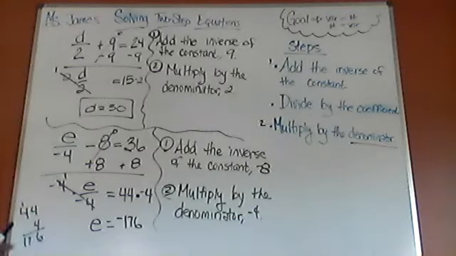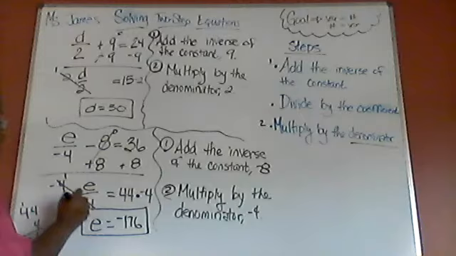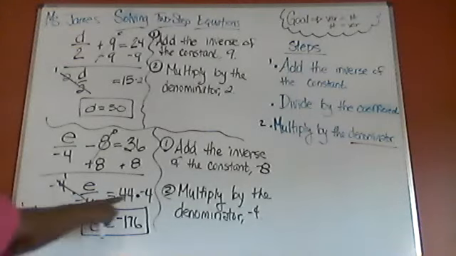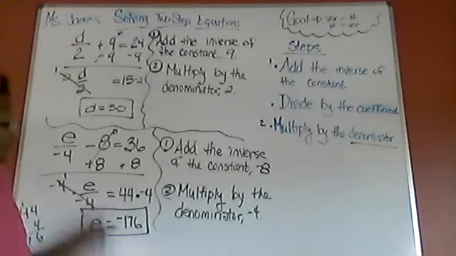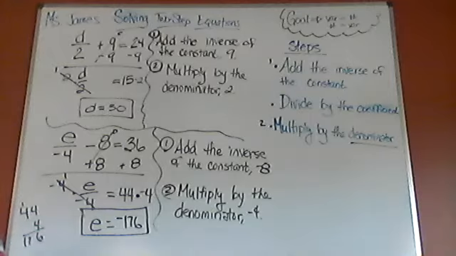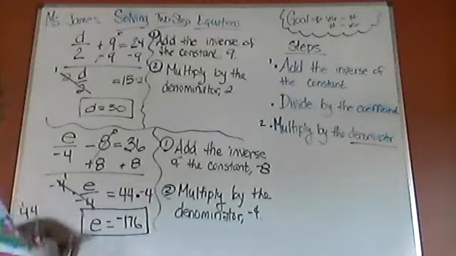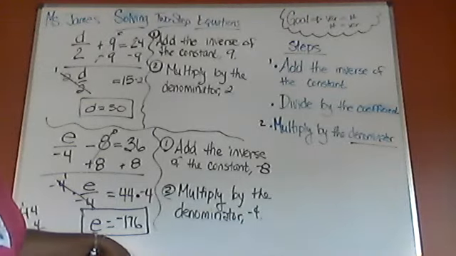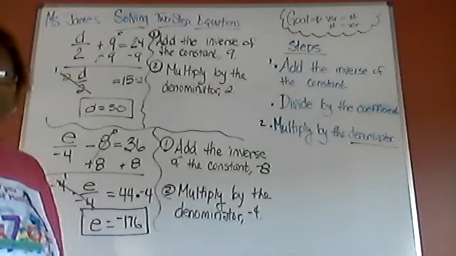So E is negative 176. But Miss James, you don't have negative 176 over here. I don't need it because I know what I need to do for my integer operations. I know that a negative times a positive is a negative, or a positive times a negative is a negative. So my answer is E equals negative 176. But I've reached my goal because E is my variable and negative 176 is my number. So that's it for the two-step equations.